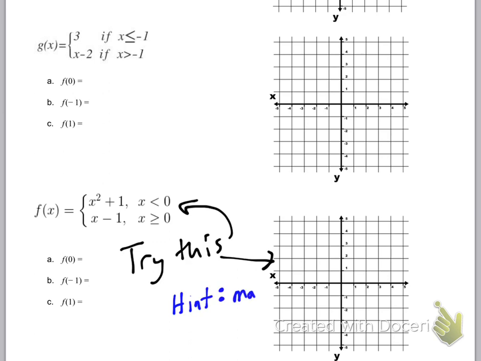The last thing I'll give you as a hint is to make a table of values if you get stuck, especially with this quadratic here, because we haven't really talked about that, but I know that you guys can square numbers. So I think if you make a table of values, especially for that side, you'll be able to figure out what's going on over there.